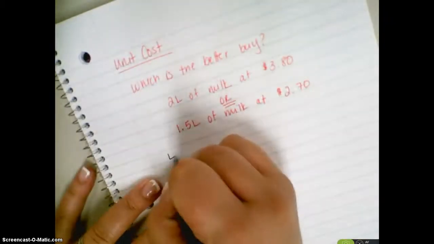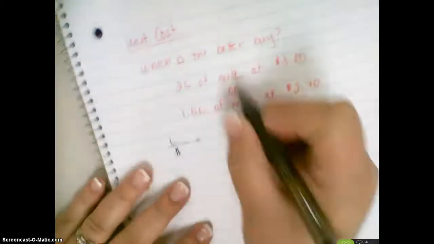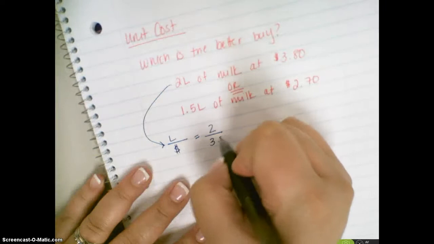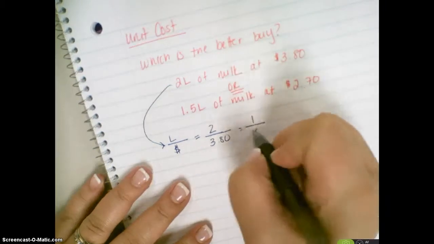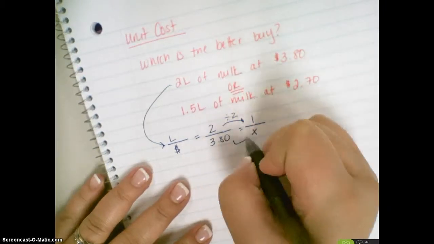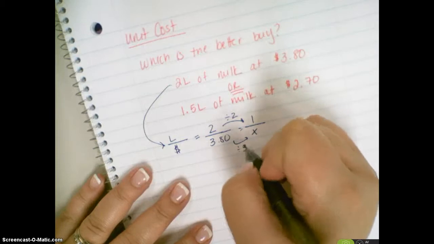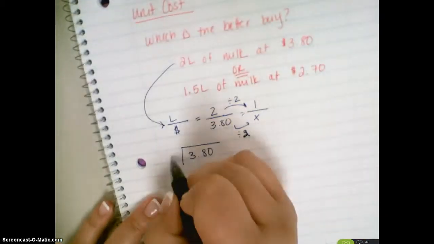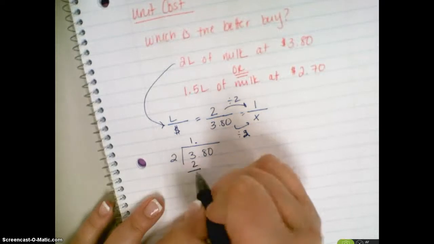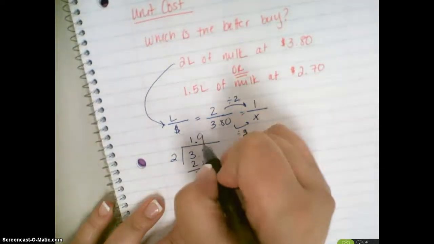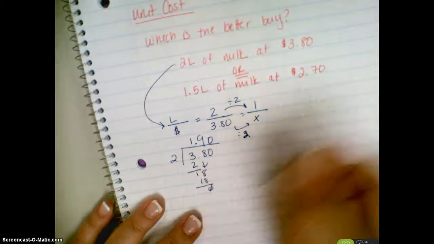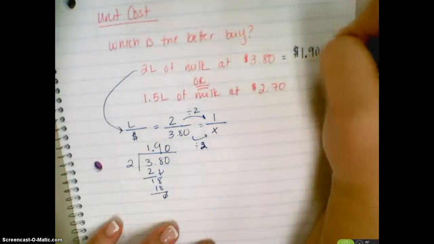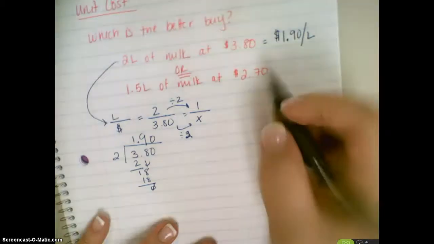So again, set up my proportion. I can do liters over money. So for the first problem, I'm going to do that first. I would have 2 liters over $3.80, and I want to know how much 1 liter is. So to do that, I divide by 2, which I'm going to do to $3.80. Not divide by 3, divide by 2. I can just come down here. 380 divided by 2 is going to get me $1.90. So for this one, it's $1.90 per liter.